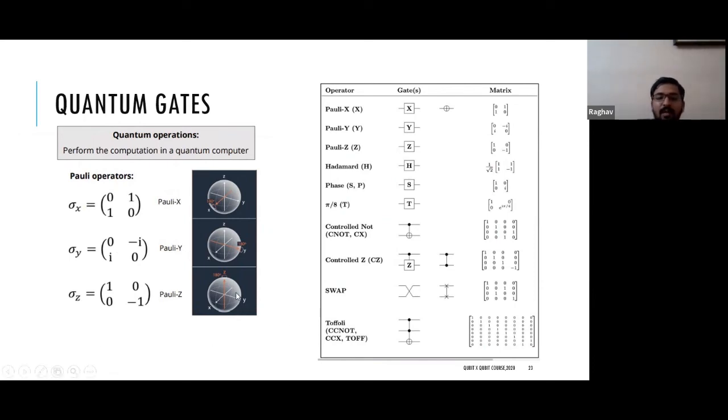Basically, there are different things. If you go into Qiskit, you will learn more about that. I recommend the Qiskit textbook to learn more about them.